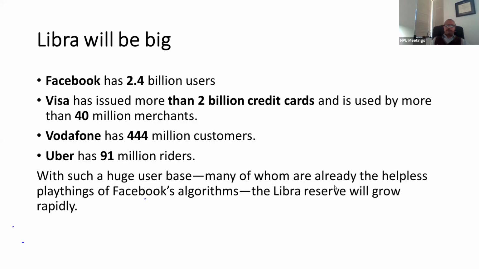The basis of the project of Libra itself is that Facebook has about 2.4 billion users. Visa has more than 2 billion credit cards, and they have more than 40 million merchants using their services. Vodafone, the well-known brand in Europe, has 44 million customers, and Uber has 91 million riders.